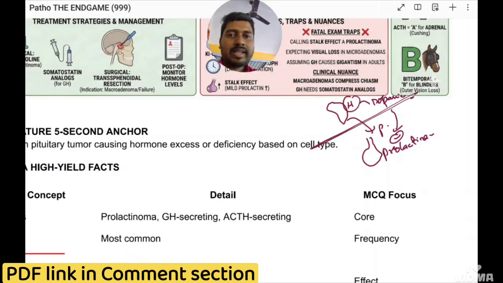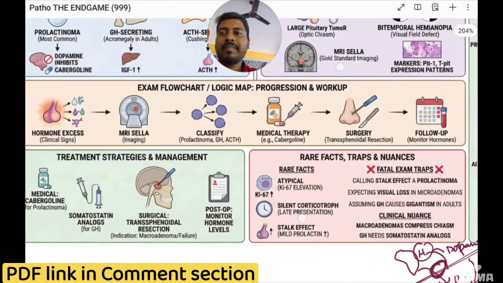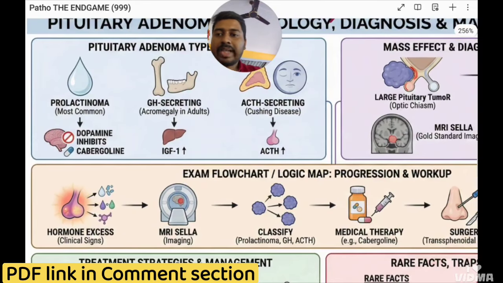path is cut off, let's say there is some compression occurring here and dopamine can't reach here through the nerve endings. So what will happen? There is no inhibition and prolactin will increase, and that is the most common cause of a prolactinoma. So this is wrongly typed here. It is dopamine inhibits prolactin. This is prolactin. Kindly make these changes in your PDF.